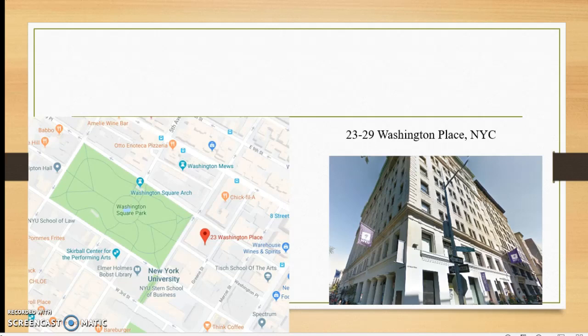To start our look at where items come from, we're going to go down to Washington Square Park in Lower Manhattan. The image on the right side of your screen is a building, 23 to 29 Washington Place. Today, this is part of NYU, New York University. A century ago, this was not part of NYU.